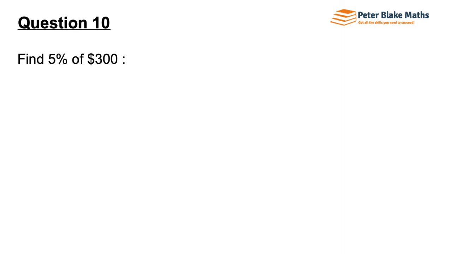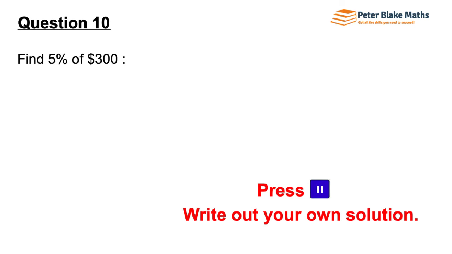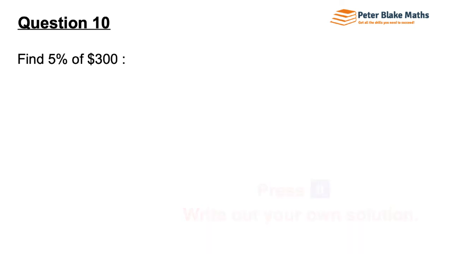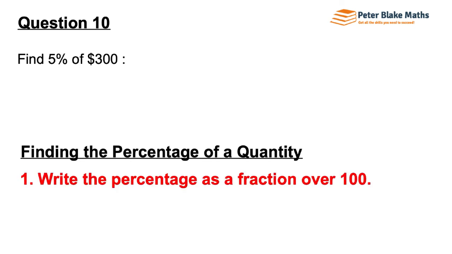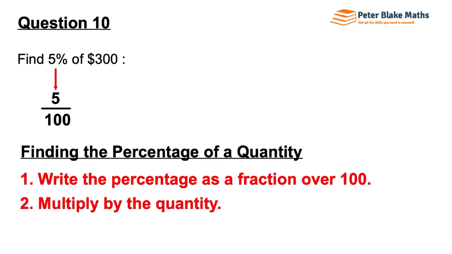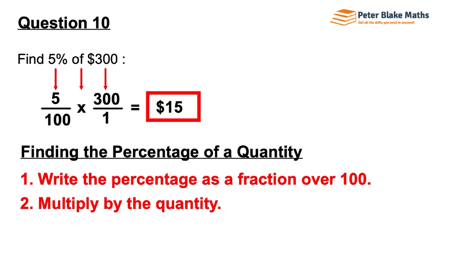Question 10. Find 5% of $300. Finding the percentage of a quantity, we will write the percentage as a fraction over 100. In this case we've got 5%, so we'll write that as 5 over 100. Of means times, so we'll multiply that by the quantity. So 5 over 100 times 300 in this case. When we calculate that out, we'll get a final answer of $15 this time.